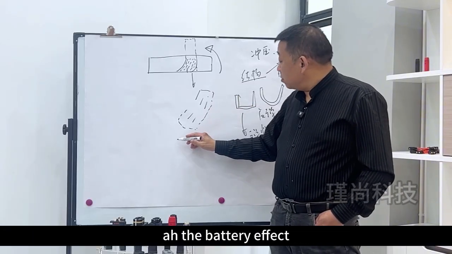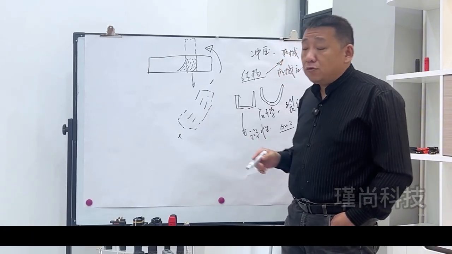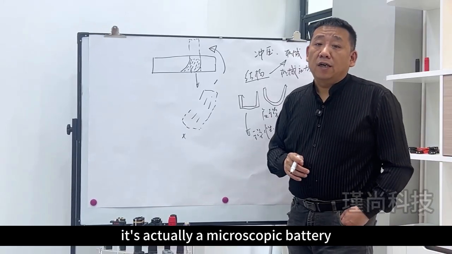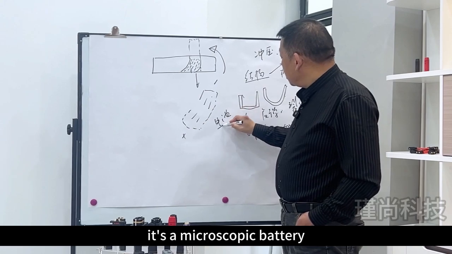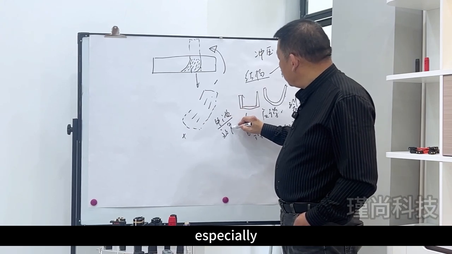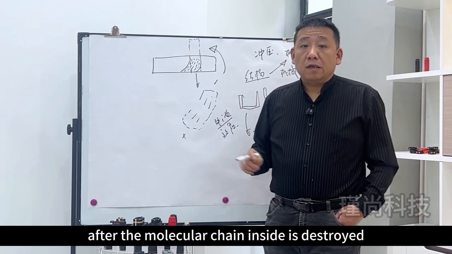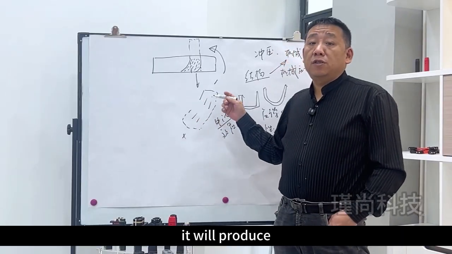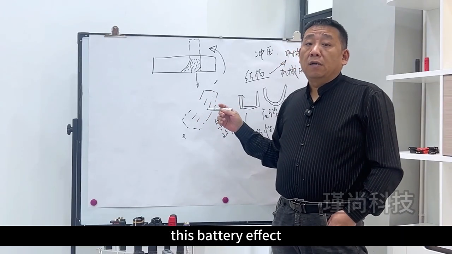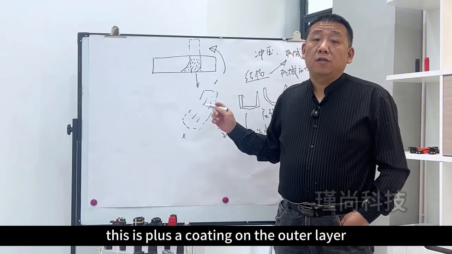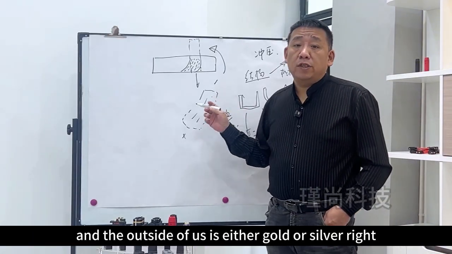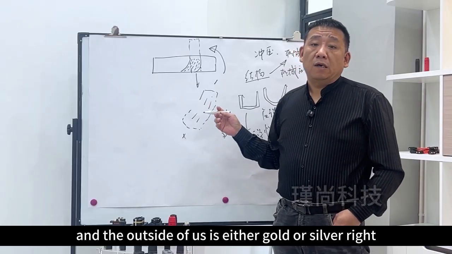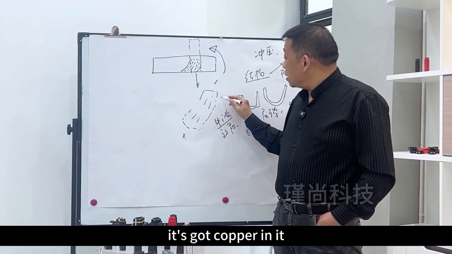We call this the battery effect. When it breaks, we know all about metals, it's actually a microscopic battery. Once powered on, it's a microscopic battery, especially after the molecular chain inside is destroyed, it will produce this battery effect. Plus there is a coating on the outer layer. After the two materials appear, the outside of us is either gold or silver, right? It's got copper in it.